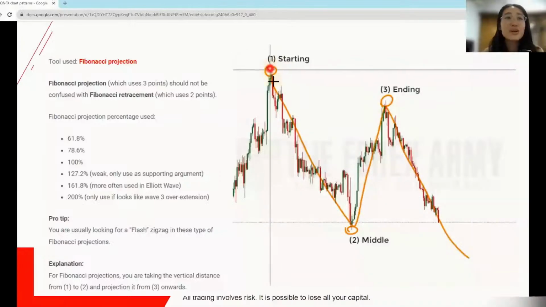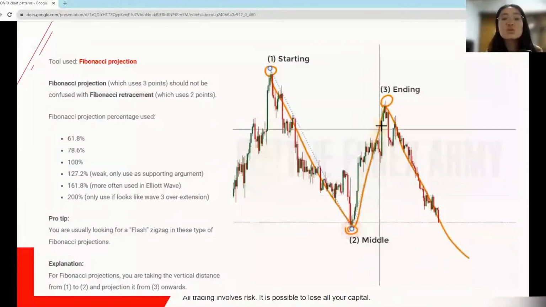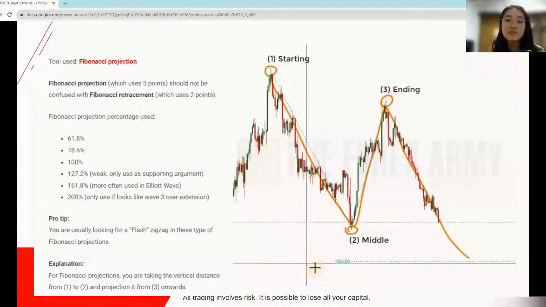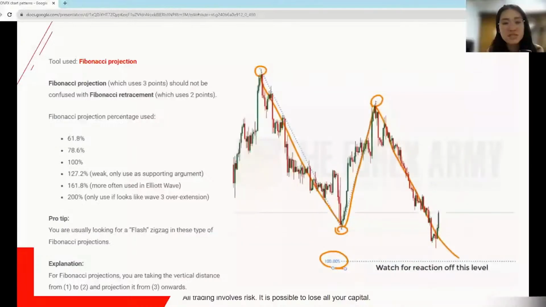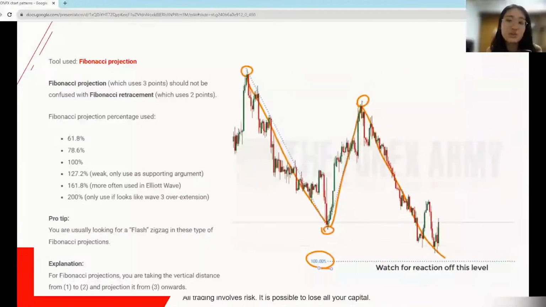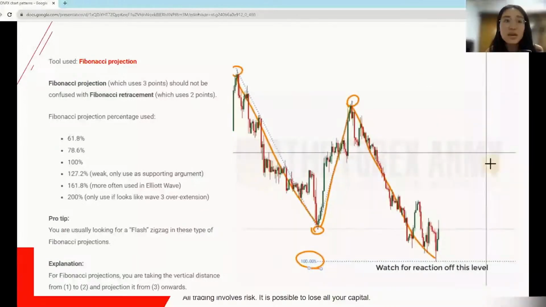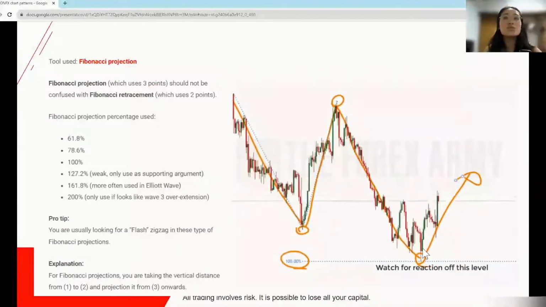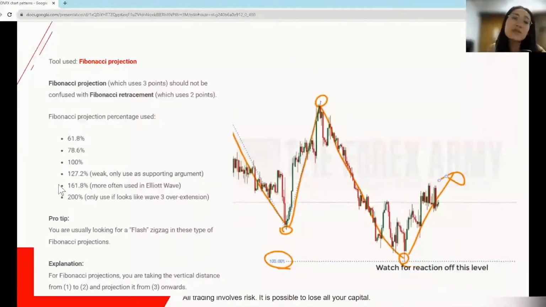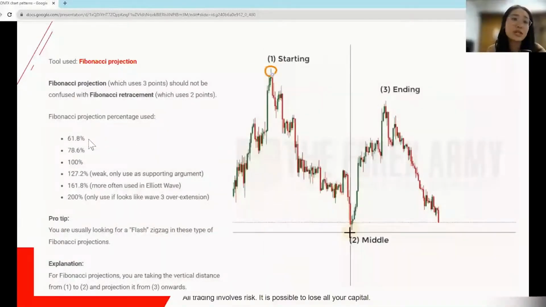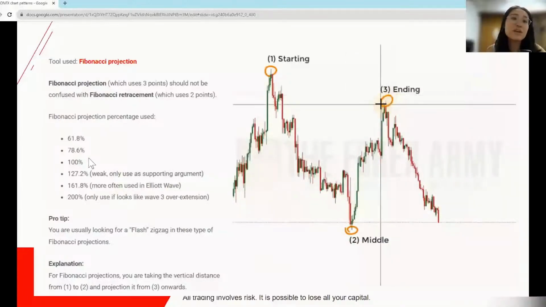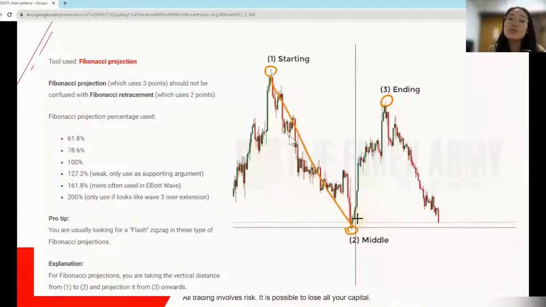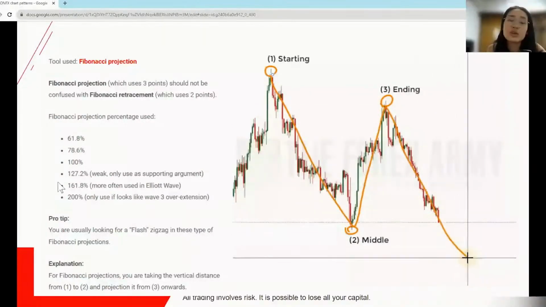So we have the Fibonacci projection, and this tool on MT4 is actually the Fibonacci extension tool. Ultimately, unlike the other three methods that we've gone through so far, this method actually requires 3 points. So we need the starting, the middle, and the ending point. For this technique, we use namely three percentages: 61.8, 78.6, and 100%. But if you're using Elliott wave, we also make use of the 161.8.